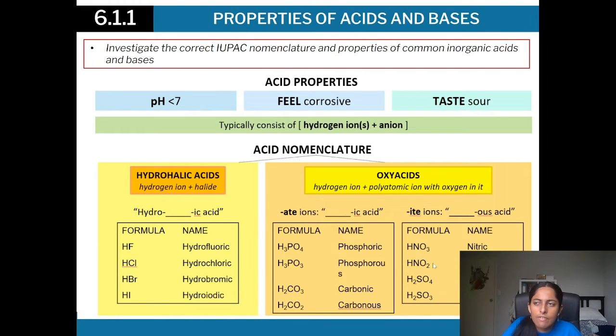If we have an ite ion, let's say nitrite in that case, which is NO2, then it will become nitrous and then acid. So that's how it works.